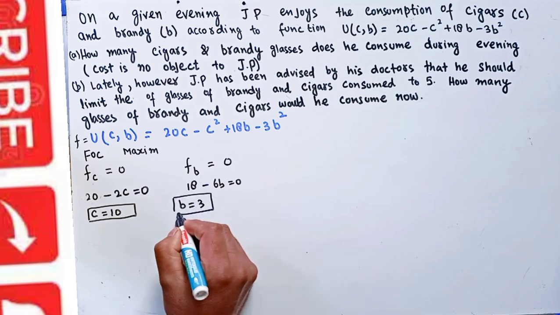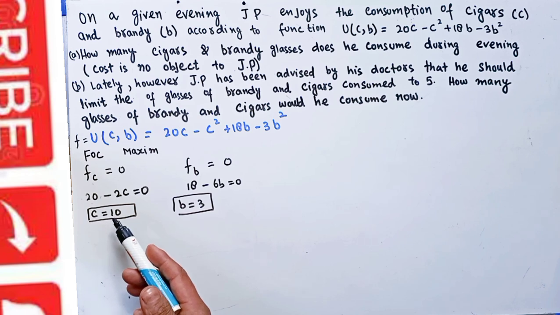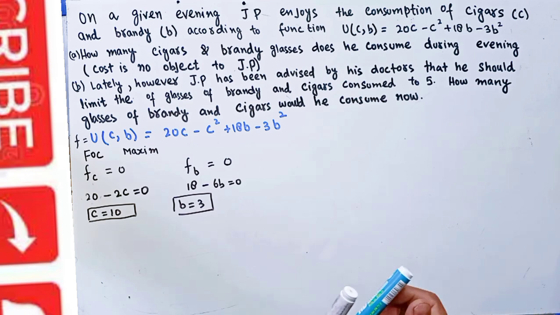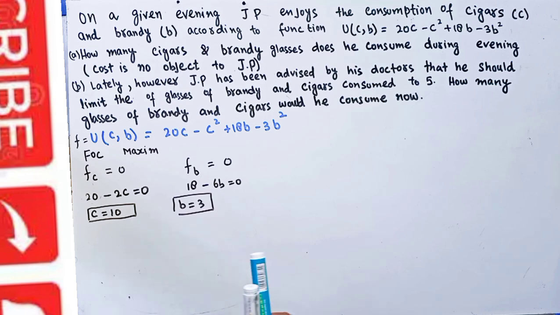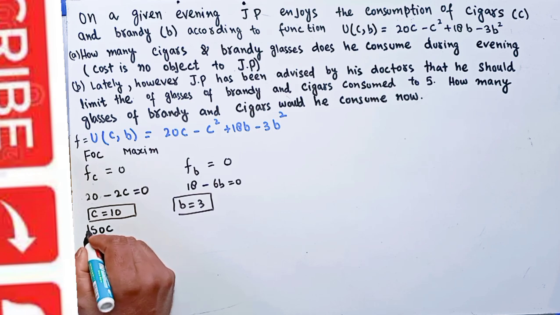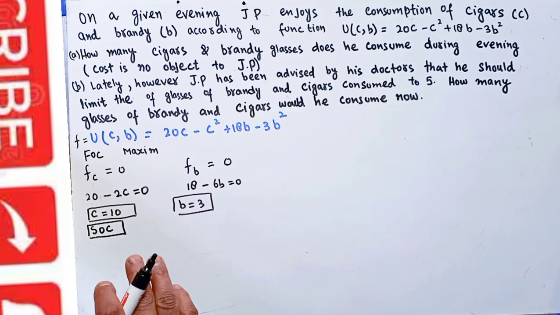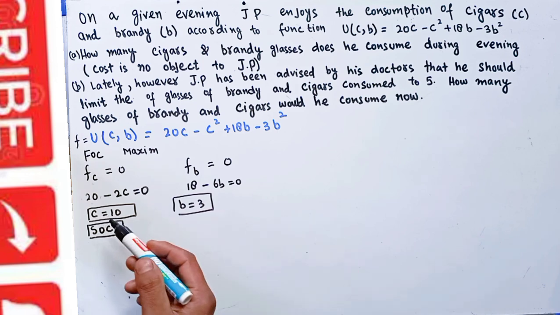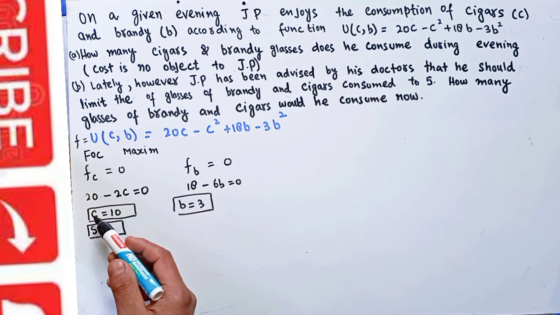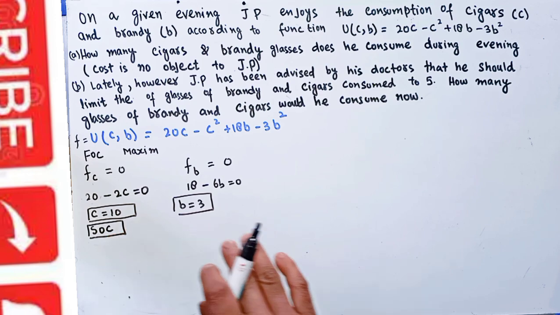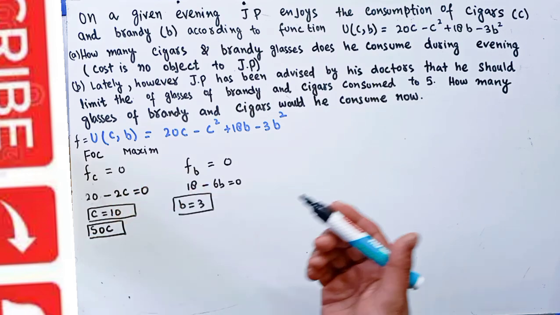So we got the point: he will consume 10 units of cigars and 3 glasses of brandy to maximize his utility. This was only the first order condition, but to be sure that this combination maximizes satisfaction, we should also check the second order condition. Since we got the critical points, 10 units of cigars and 3 glasses of brandy, we need to check whether they actually maximize his utility.